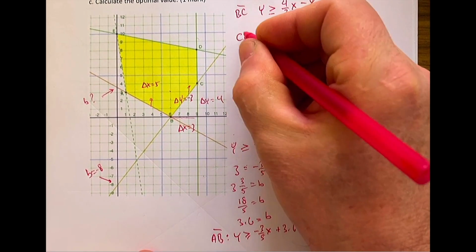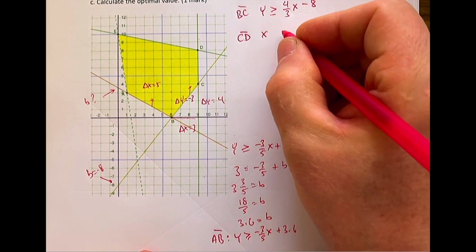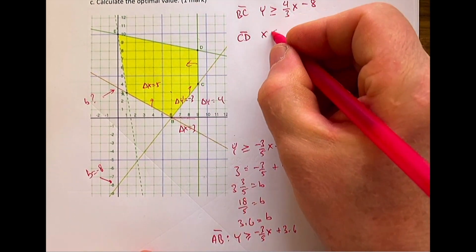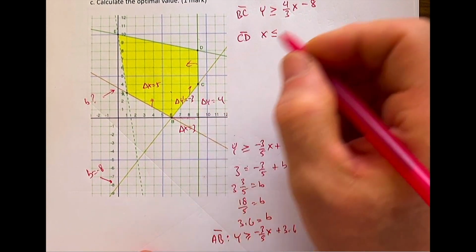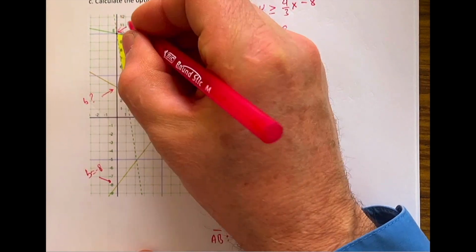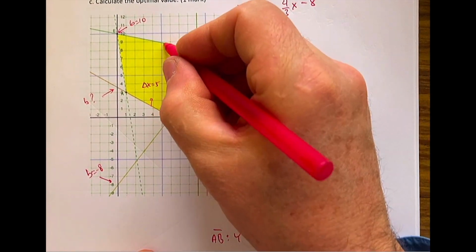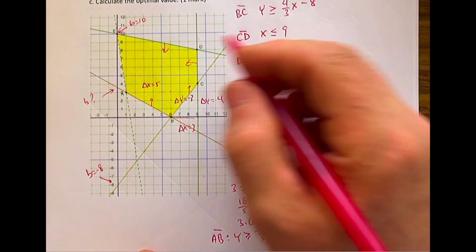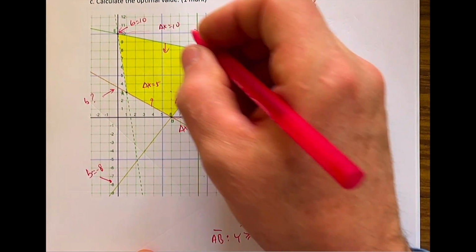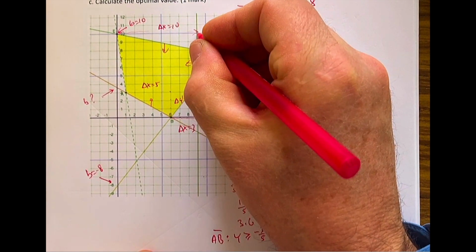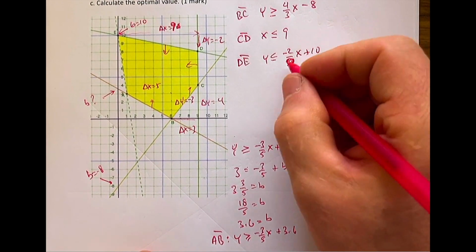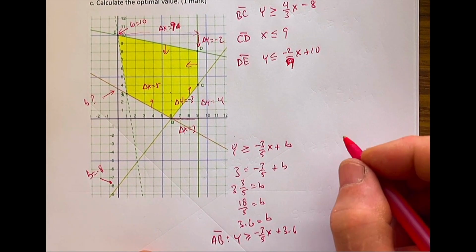Okay, CD, it's a vertical line. x equals some constant is the equation of a line, but because we're shading this way, x is less than or equal to where it crosses the x-axis, 9. For DE, the b value, we can read it right off of here, is 10. We have y, we're shading below, is less than or equal to, it's a solid line. The delta x is 9, then we're moving down, delta y is negative 2. It's negative 2 over 9. Negative 2 over 9 x plus 10 is DE.